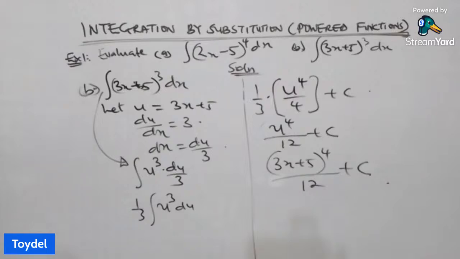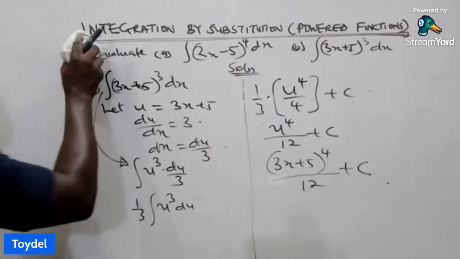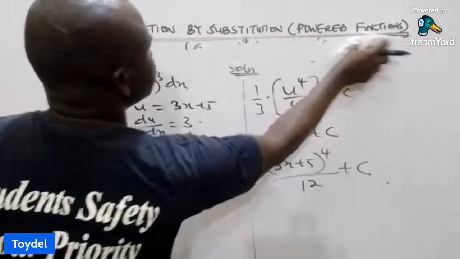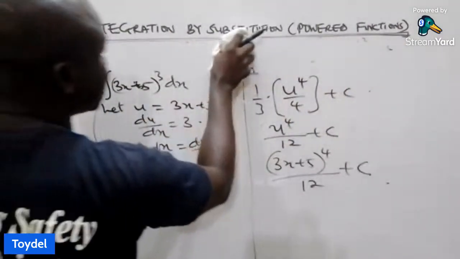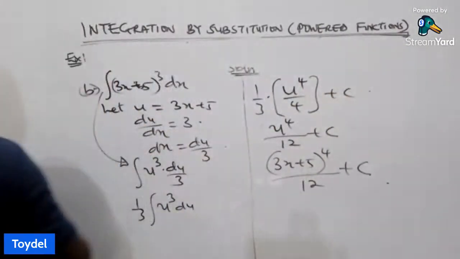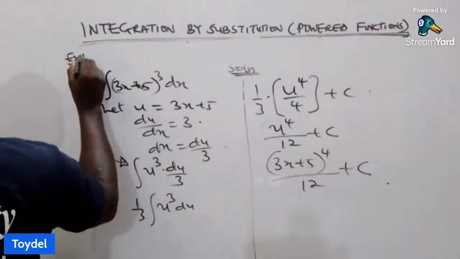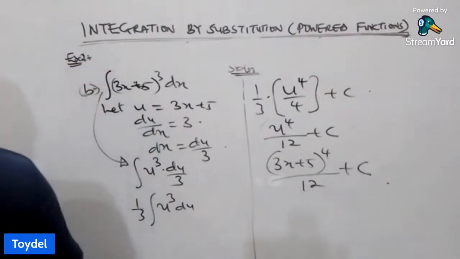So under integration by substitution, when you have a powered function, this is how to go about it. So please, let's note, and as I've said earlier on, the function could be any function. I just tried to use a polynomial function. That doesn't mean you cannot have another function.